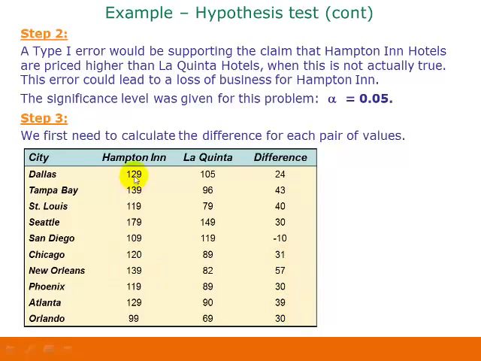And just when you're doing this, remember, whichever way you decide to do this, you take your value from population 1 minus your value from population 2 to get your difference. So because we were subtracting the 129 minus the 105 here, then down here we're taking the 109 minus the 119. And notice that here we get a negative value because in this case the Hampton Inn price was actually lower than the La Quinta Inn price.